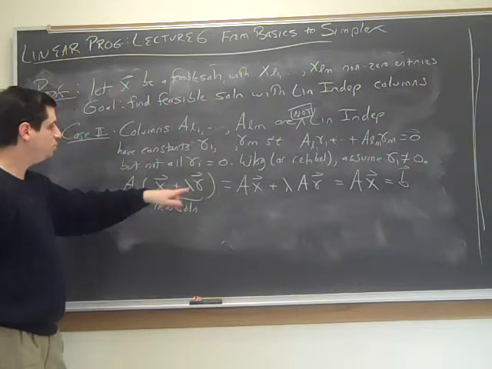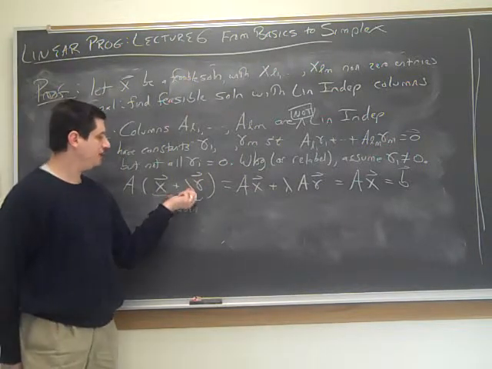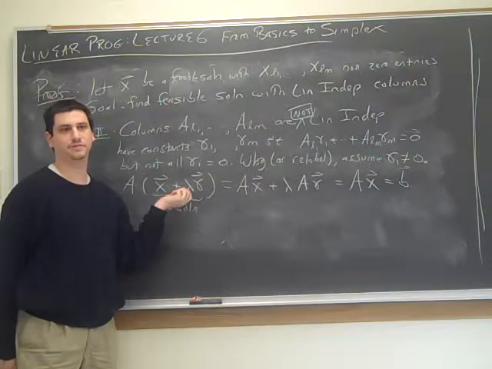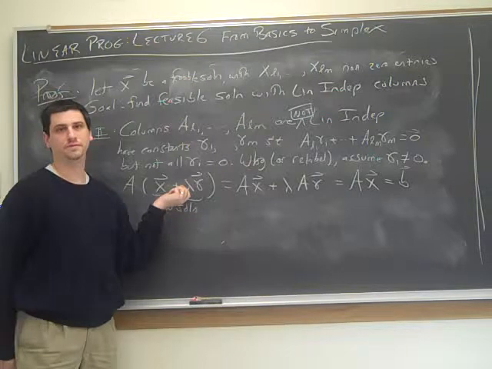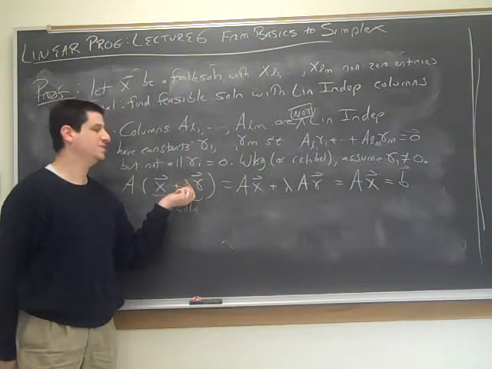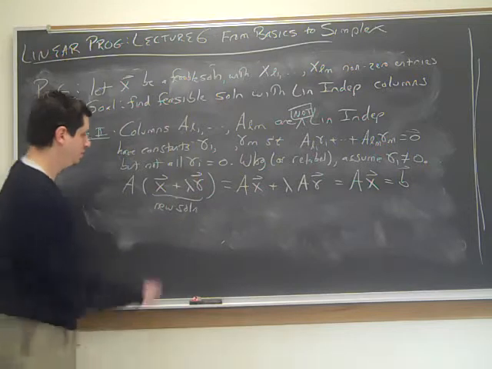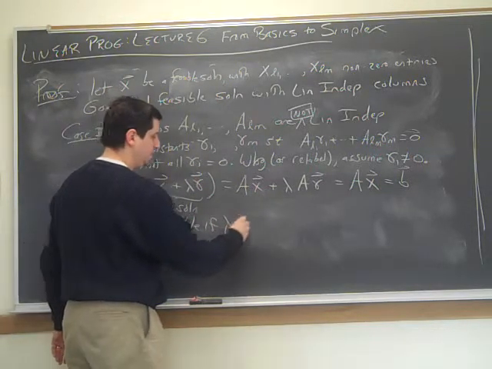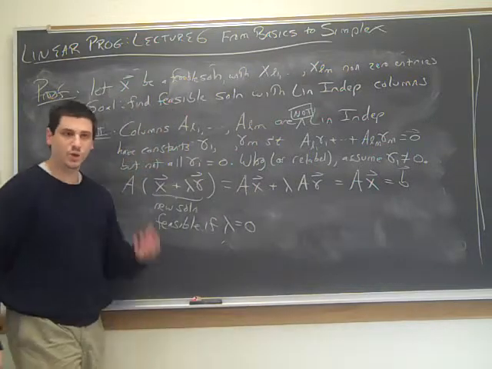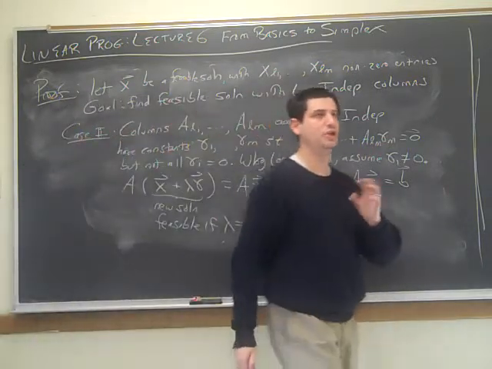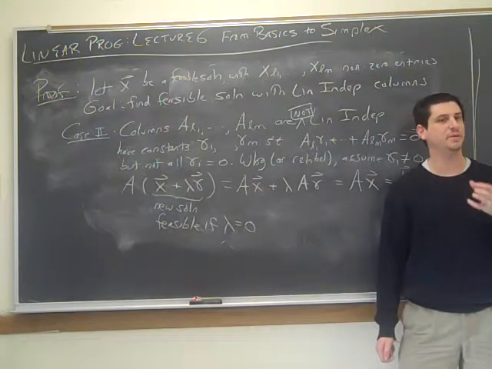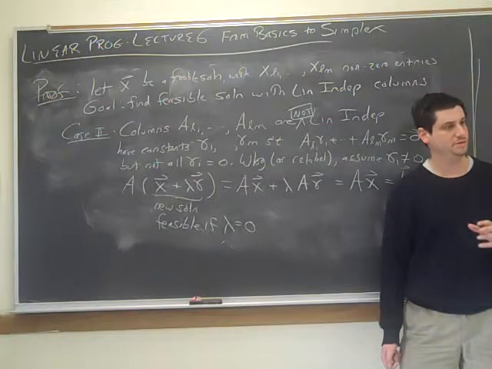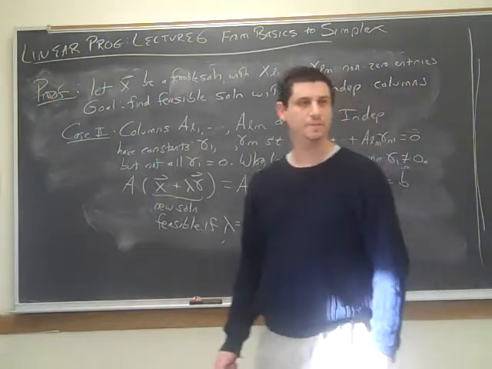Well, let's think. This works for every value of lambda. Can you give me a value of lambda such that this will definitely have its components non-negative? What's the simplest value of lambda to take? 0. So it's feasible if lambda equals 0. So what I want you to do now is I want you to think of lambda as a knob. It's a dial. You can turn it up. Or if you want to turn it down, make it negative. You can choose which direction you're going.